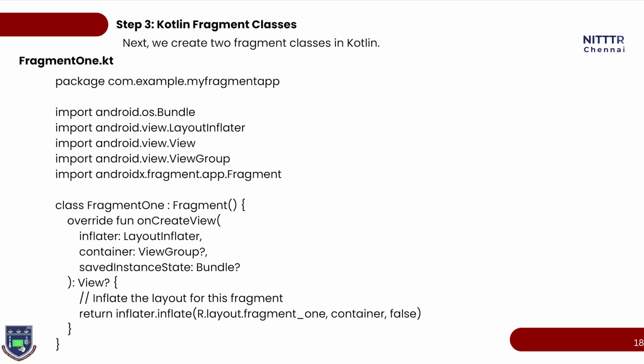Here is the code for fragment1.kt. Okay, so .kt refers to Kotlin. In this code, we created the class fragment1 that extends the fragment class, and we override the onCreateView function. This function decides what layout will be shown when the fragment is displayed. Inside it, we use the inflater.inflate method. Here, we pass a layout file name, R.layout.fragment1, which means this fragment will display the design defined inside fragment1.xml.